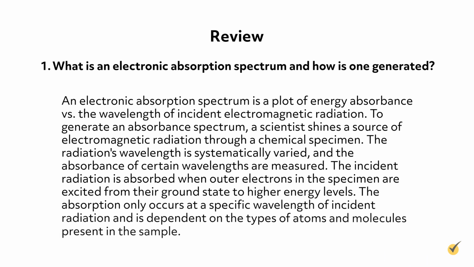An electronic absorption spectrum is a plot of energy absorbance versus the wavelength of incident electromagnetic radiation. To generate an absorbance spectrum, a scientist shines a source of electromagnetic radiation through a chemical specimen. The radiation's wavelength is systematically varied, and the absorbance of certain wavelengths is measured.